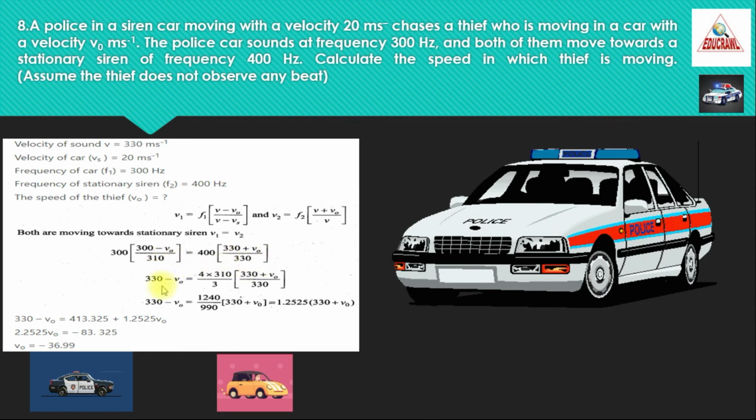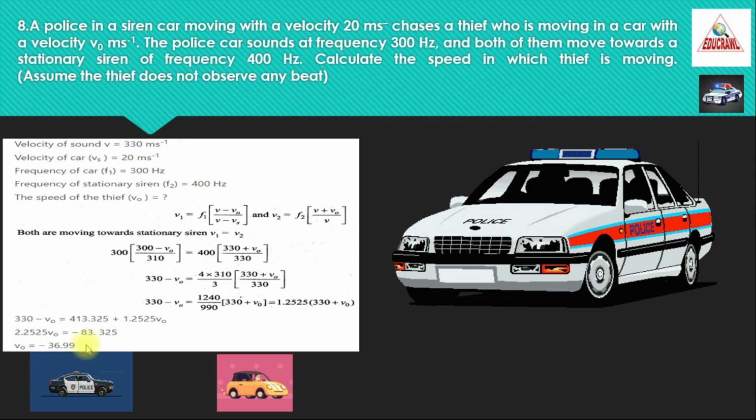Now simplifying, we get 330 minus V0 is equal to 4 into 330 divided by 3 into 330 plus V0, the whole divided by 330. So 330 minus V0 is equal to 1240 divided by 990 into 330 plus V0, which is equal to 1.2525 into 330 plus V0. Now bringing V0 to this side, we have 330 minus V0 is equal to 413.325 plus 1.2525 V0. Now further simplifying, we get 2.2525 V0 is equal to minus 83.325.